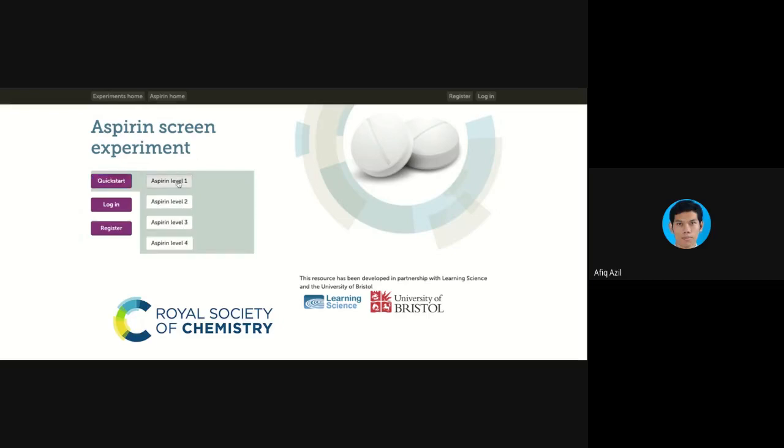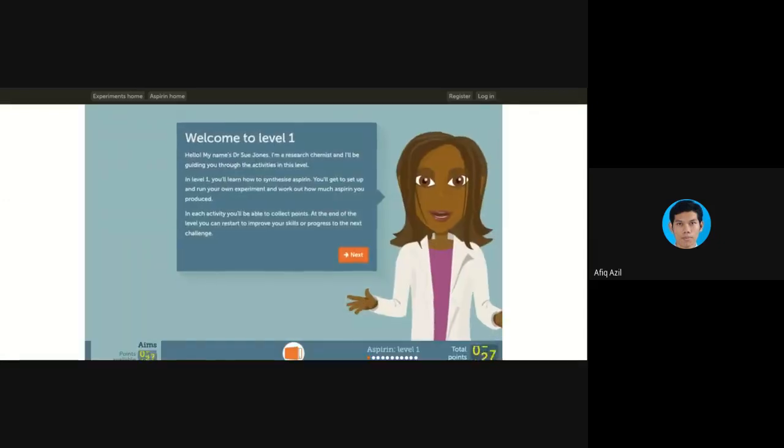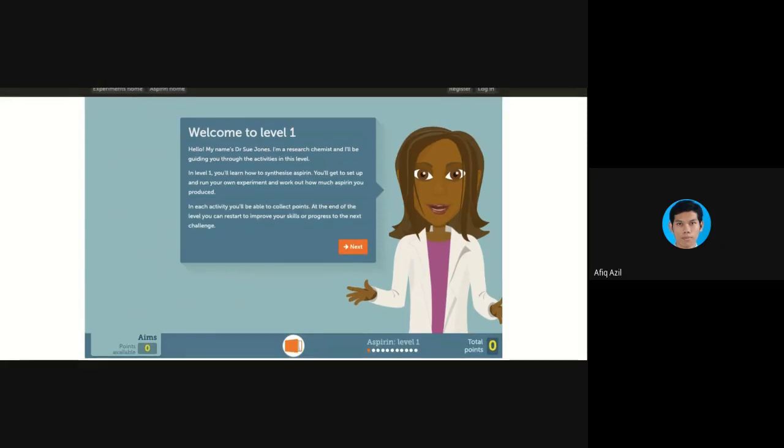So I will show an example of what will happen when you click this level 1. Just click OK. So this is what the interface will look like.